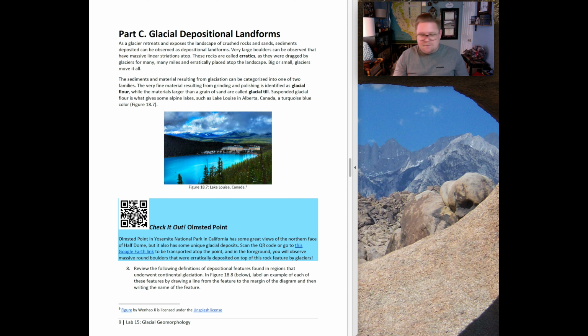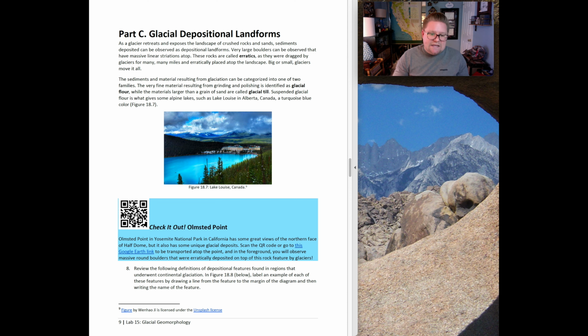So a great example, here we are. QR code, scan that with your phone, click the link. It takes you to Olmsted Point in Yosemite National Park, and it gives a great view of the north face of Half Dome. You're also going to be able to observe some glacial deposits at this point. And I just think that's a great way to observe, again, these real things out in the greater landscape.